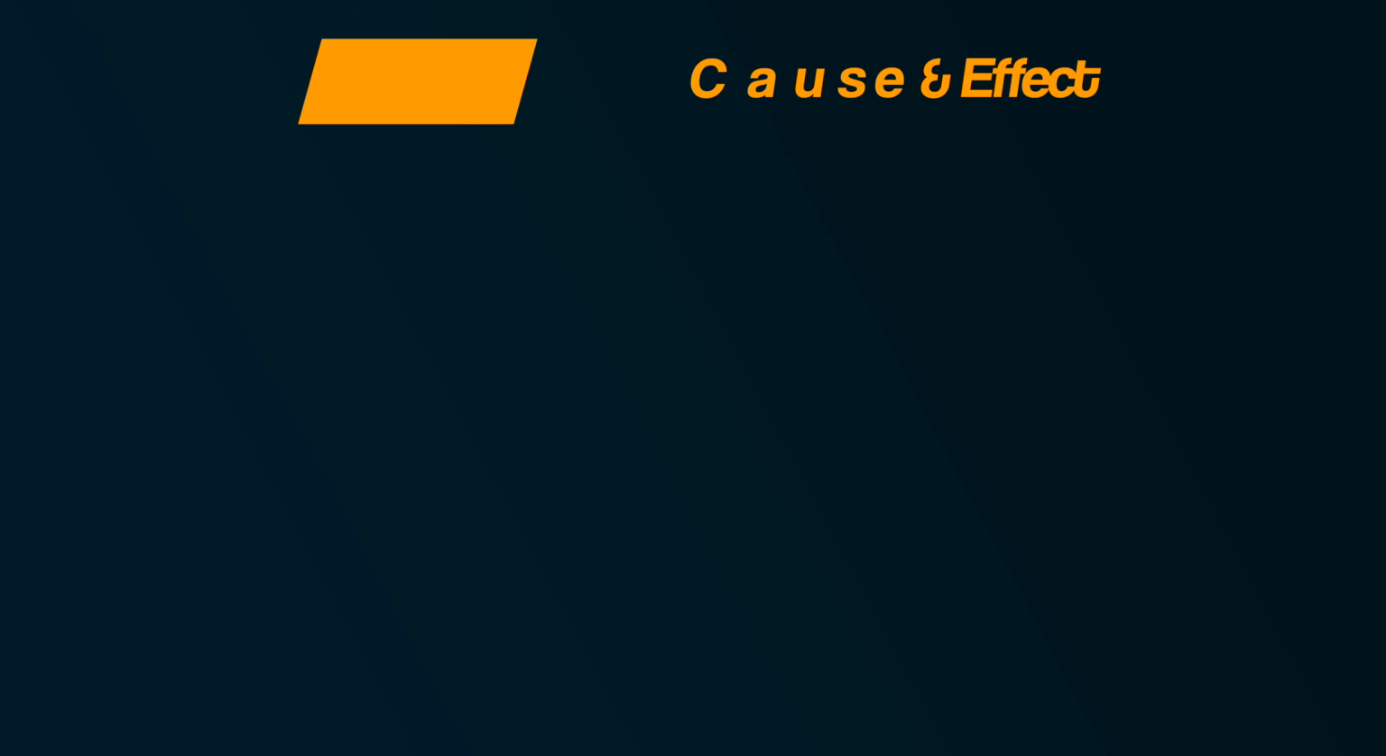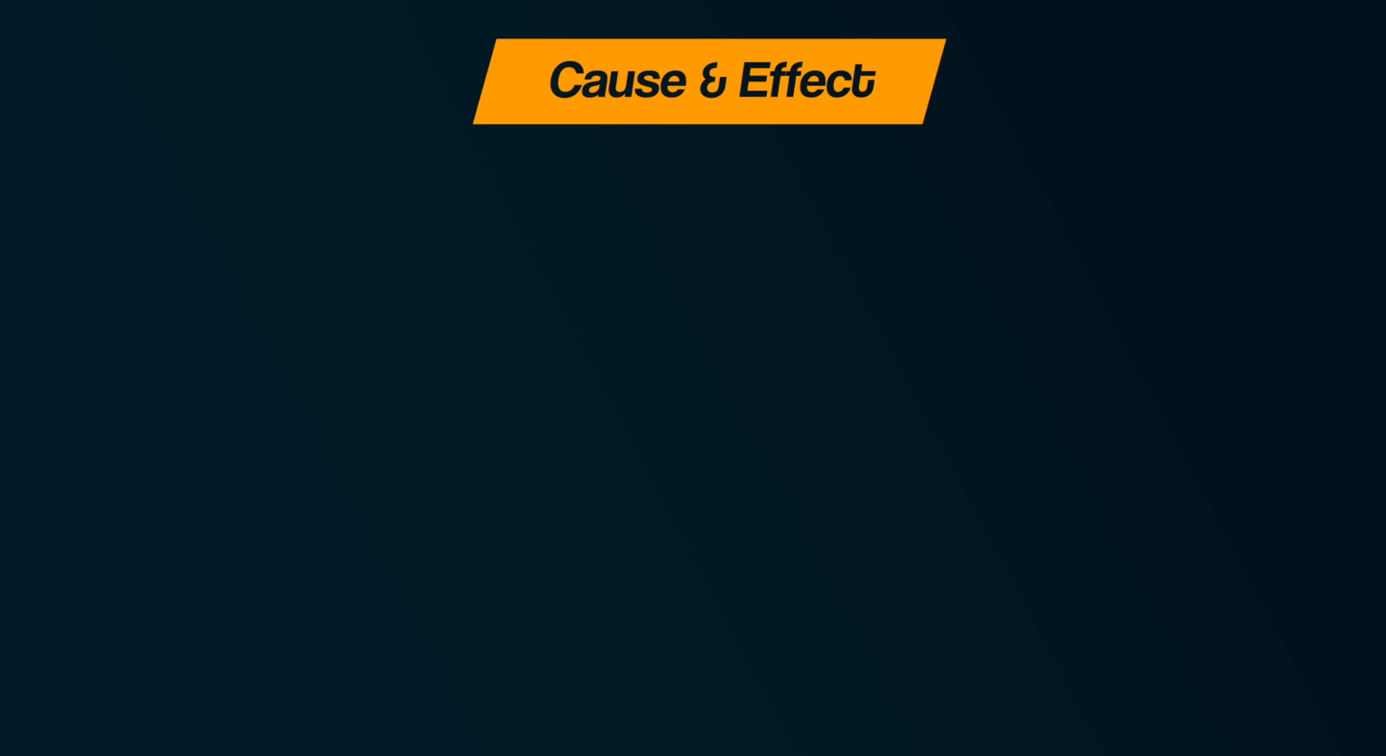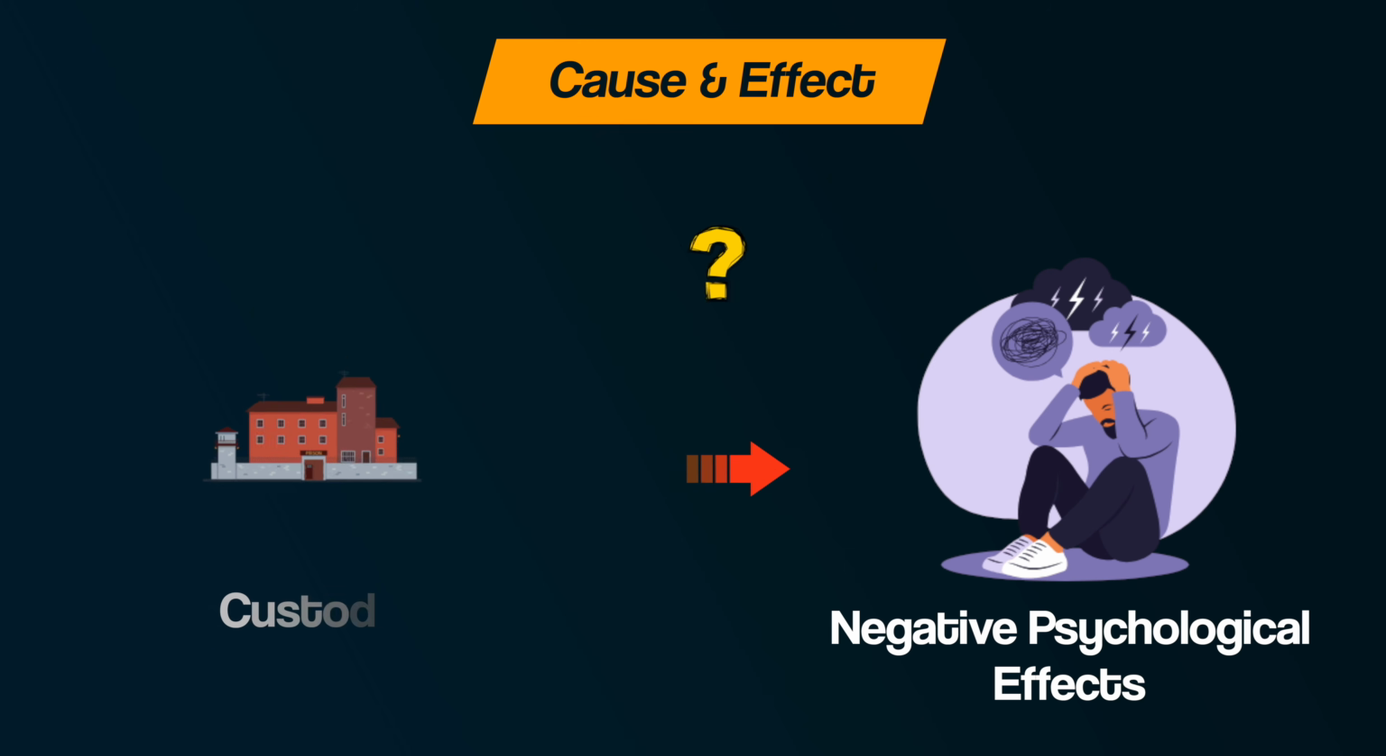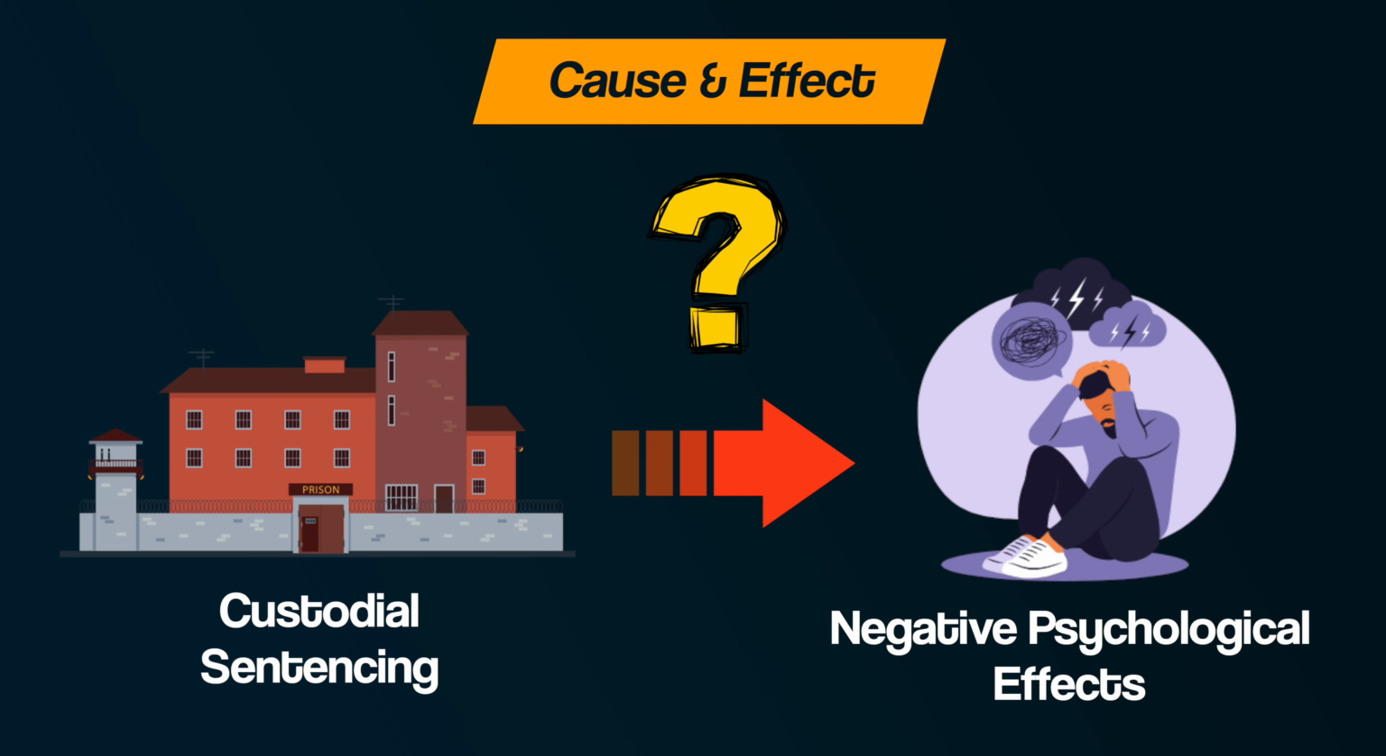A major criticism of research on the psychological effects of prisons is the problem of cause and effect. This is because it can be difficult to establish whether the negative psychological effects observed in prisoners, such as depression, anxiety, or institutionalization, are caused by imprisonment itself, or if they stem from pre-existing conditions.